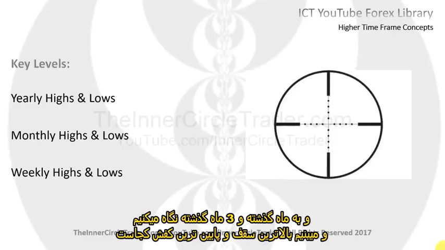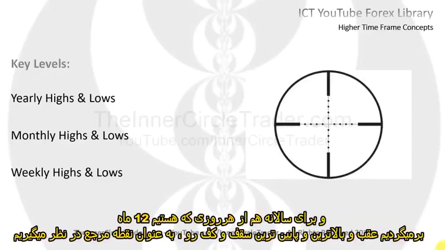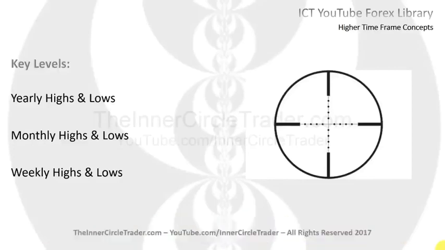Very simple. Monthly high and low: we're going to look at the last 3 months' high and low, and we're going to look at just the last 30 days, or whatever the previous month is, its highest high and its lowest low. And yearly, again, is a rolling calendar from whatever today is. Go back 12 months, whatever the highest high and the lowest low is, we'll use that as a reference point.